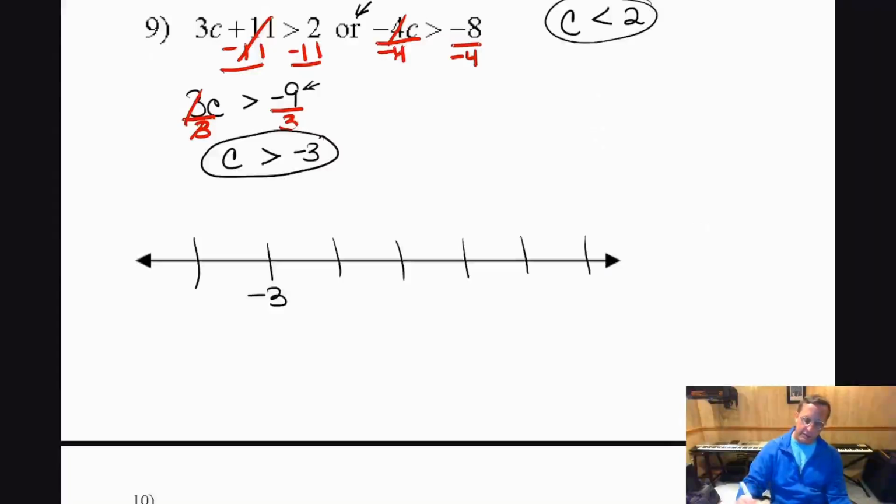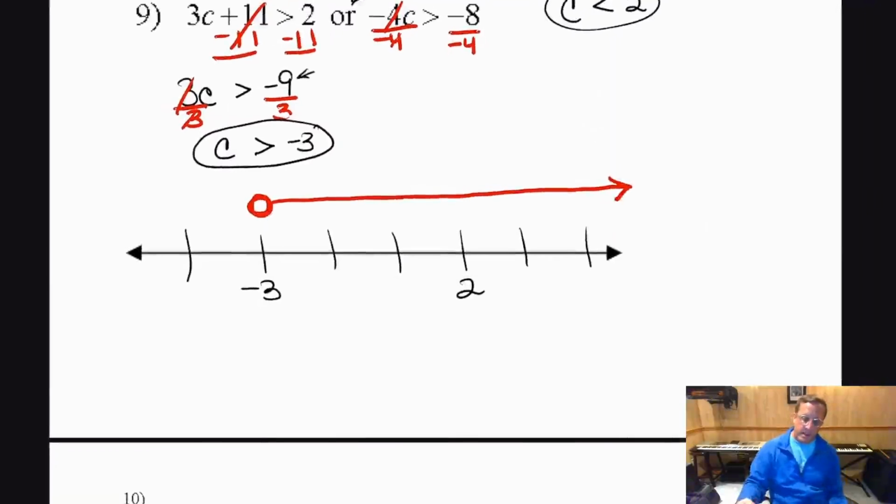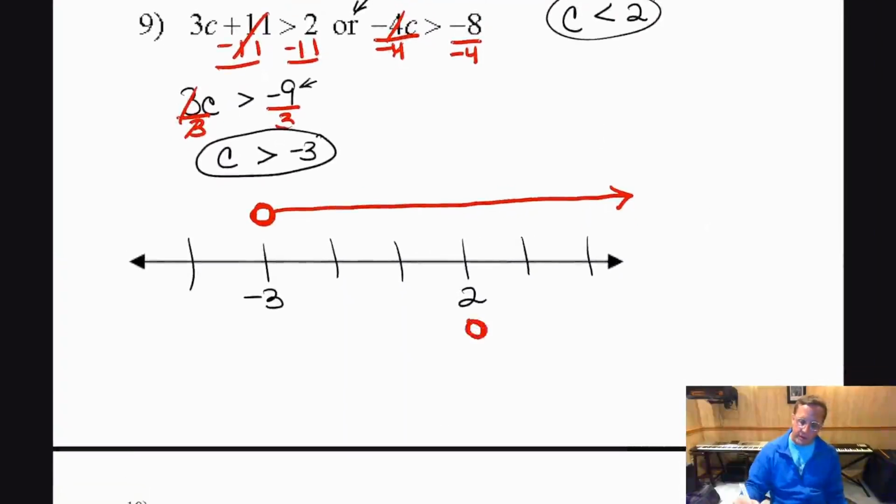I'm going to put negative 3 here. I'm going to put 2 here. And so negative 3, open point. The vector's going this direction. And for 2, an open point right here. And the vector is going this direction.